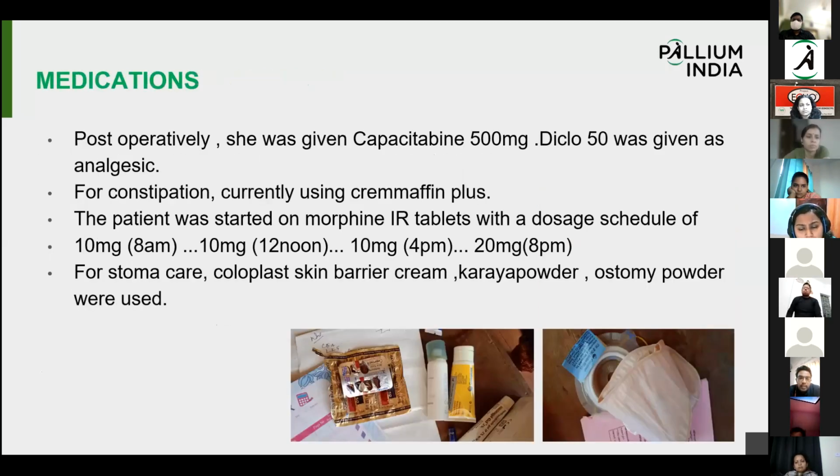Moving to the medications: post-operatively, she was given capecitabine 500 mg, and Diclo 50 was given as an analgesic. For constipation, currently she is using Cremaffin Plus. The patient was started on morphine tablets with a dosage schedule of 10 mg at 8 a.m., 10 mg at 12 noon, 10 mg at 4 p.m., and 20 mg at 8 p.m. For stoma care, Coloplast, skin barrier cream, Cavilon powder, and ostomy powder were used.